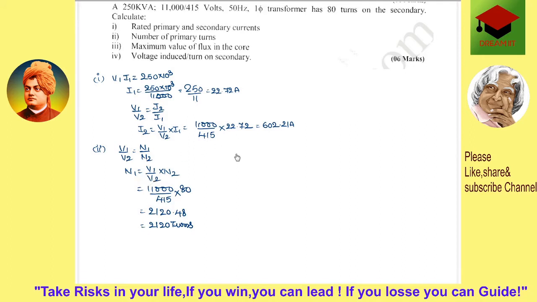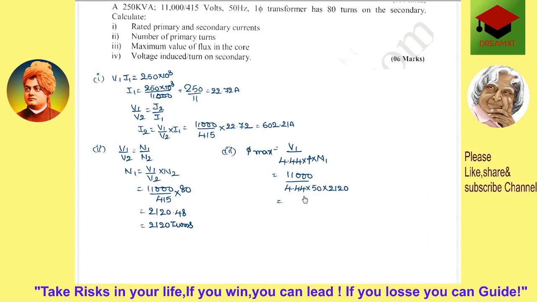Next, the maximum value of the flux, so phi max you can calculate. What is the phi max? Phi max is equal to V1 divided by 4.44 into F into N1. So V1 is how much? It is 11,000 divided by 4.44 into frequency 50, and N1, the number of turns, you got as 2120. That is how you can do it.